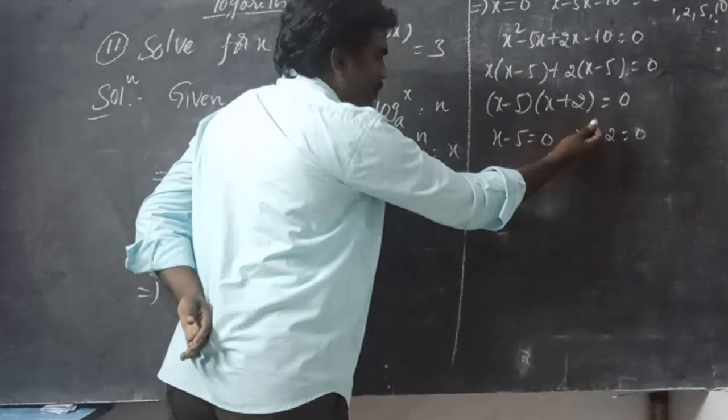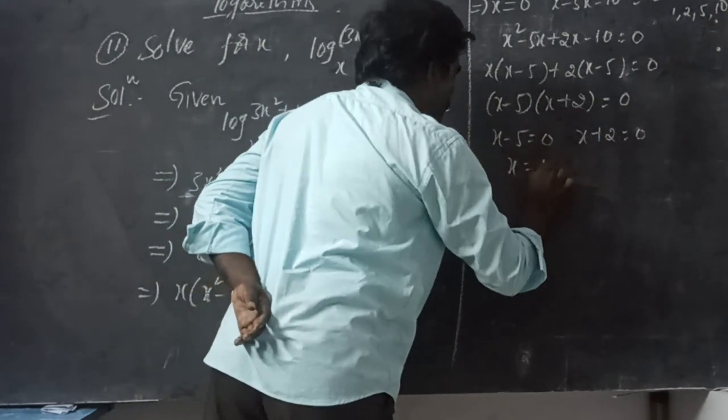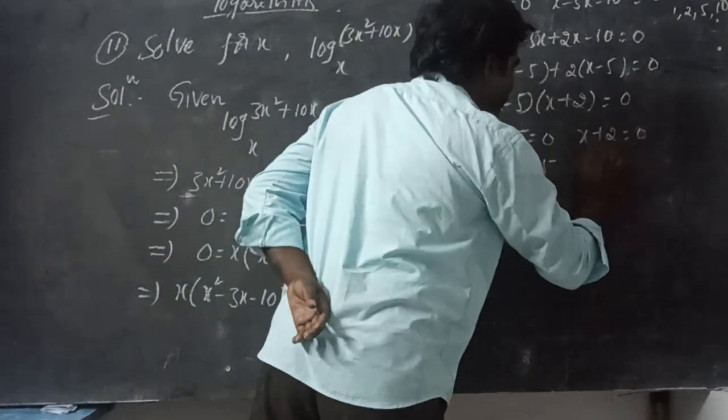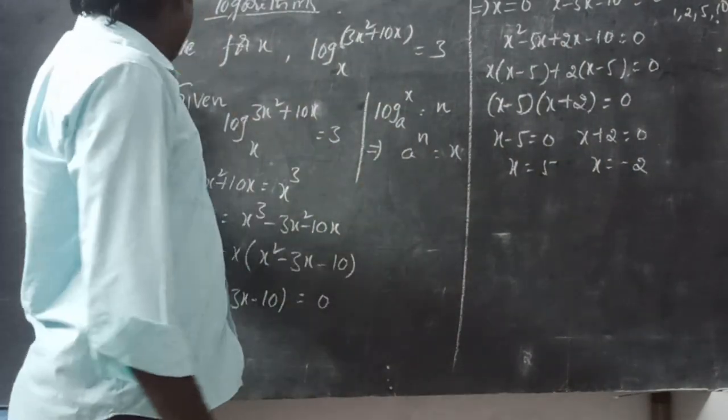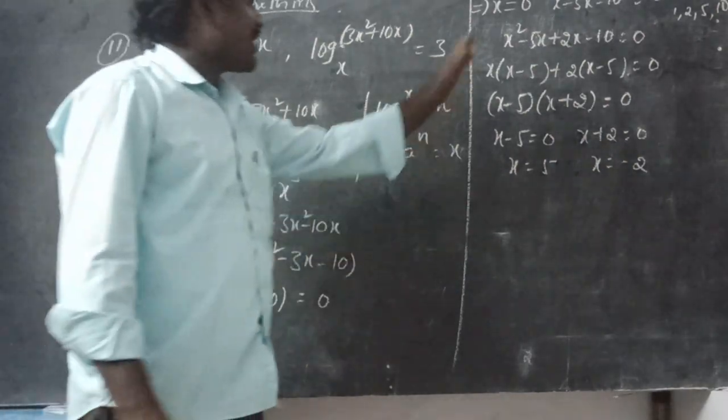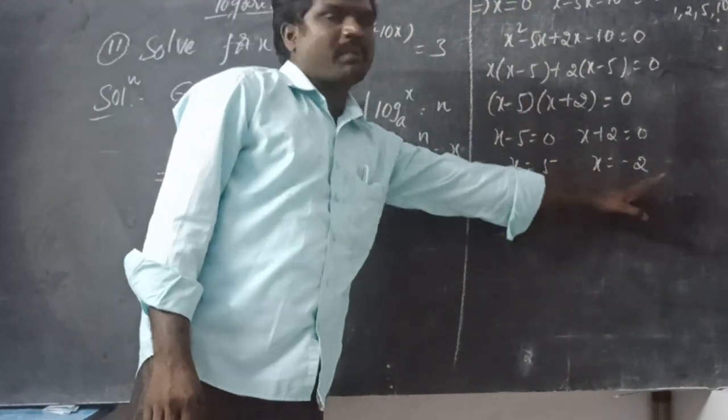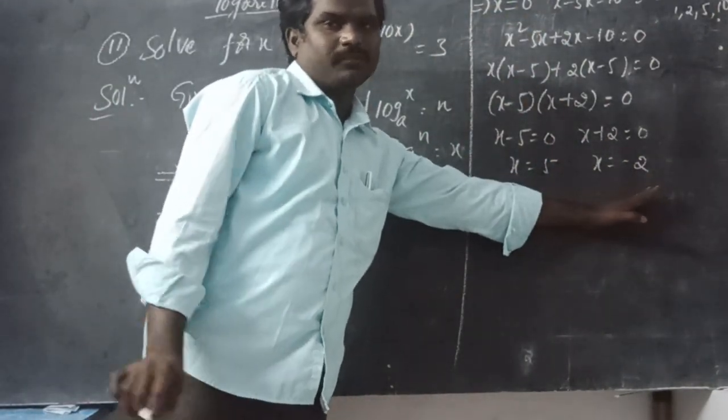The minus 5 is going to the other side, what happens? Plus. x is equal to 5. The plus 2 is going to the other side, what happens? Minus. So they are asking to solve for x. So what are the x values? 0, 5, minus 2.